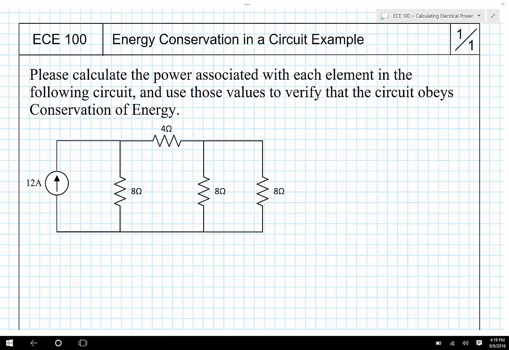So once again, our job in this problem is to calculate the power associated with each element, to figure out the direction of that power flow, and then to use all of those power values to determine whether or not this circuit is satisfying conservation of energy.